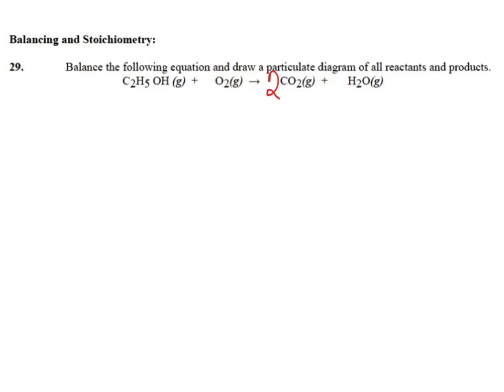Next I go to my H's. I have 6 H's on the reactant side, and so I need to put a 3 in front of H2O on the product side. And now we have to balance the O's. I have 7 O's on one side, so I need to put a 3 in front of O2. Everybody agree with that? Okay. Balance the following equation. So we've done that. Draw a particulate diagram.